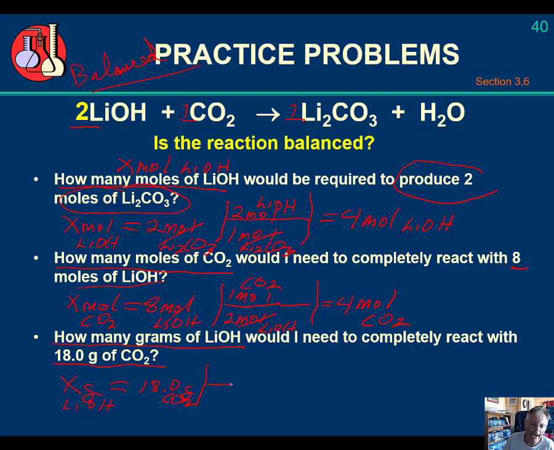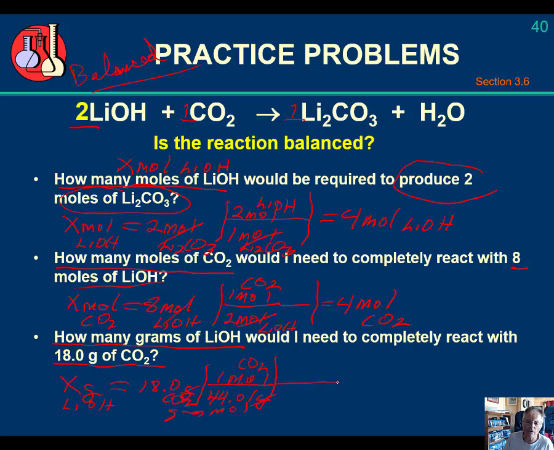Now the first thing I have to do is convert grams to moles. All right, that's step 1. How do I do that? I divide by the molar mass. 12.01 for carbon plus 2 times 16 gives me a molar mass of 44.01 grams for every 1 mole of CO2. All right, so that gets me out of grams of CO2.